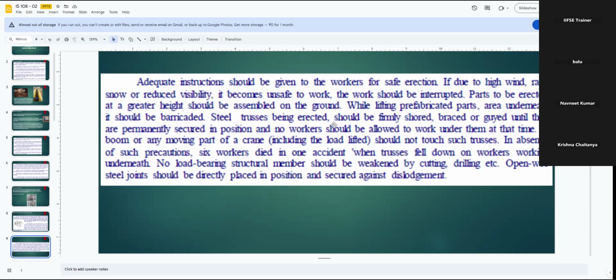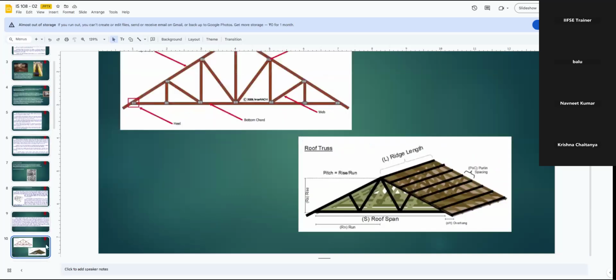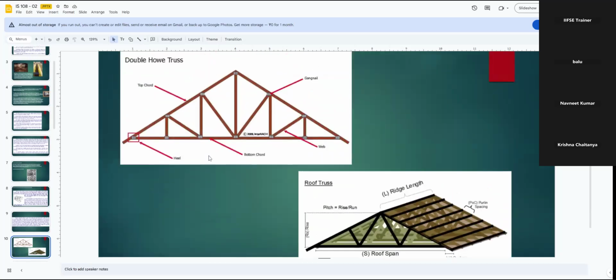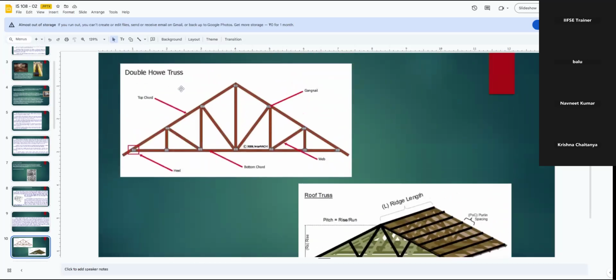Steel trusses being erected should be firmly shored or raised or guided until they are permanently secured in position, and no worker should be allowed to work under them at the time. When it is shored, it is nothing but fixed. When I say trusses, this is nothing but a truss. Okay, so we call it a truss.